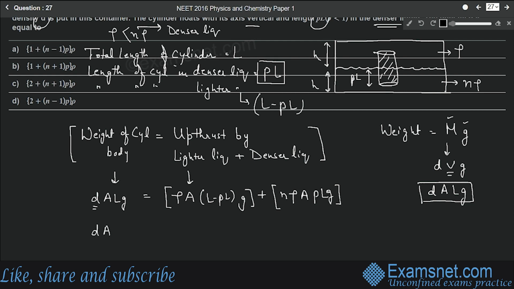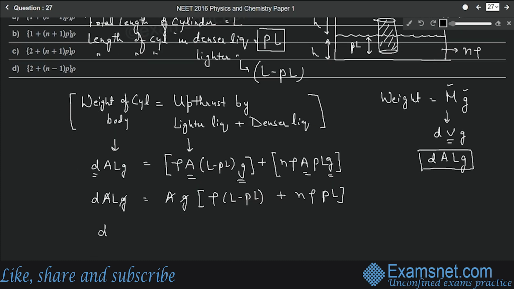So d A L g. This side let's take g common and A also common. Area and acceleration due to gravity can be taken common. So what is left this side? Rho, then L minus PL, and this side N rho, then PL. So A is on both sides and g is also on both sides, so these can be cancelled. So we'll further solve this. dL and this side we have, let's open the bracket. Rho L minus rho PL plus N rho PL.